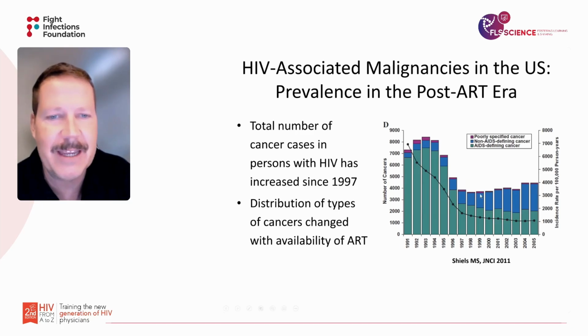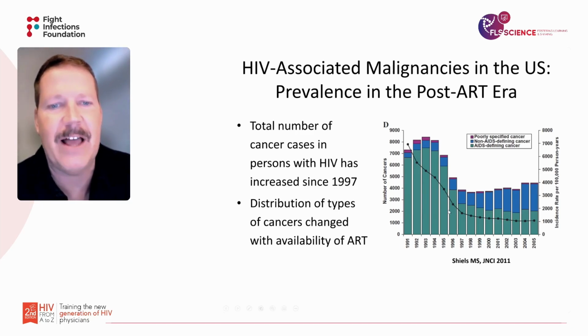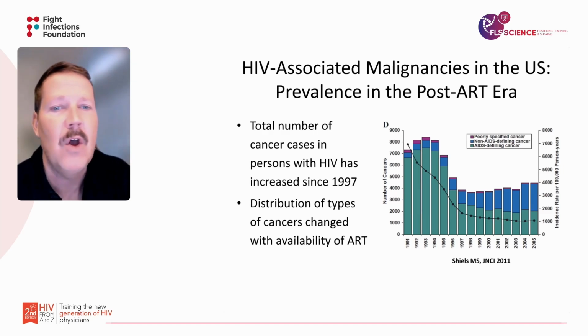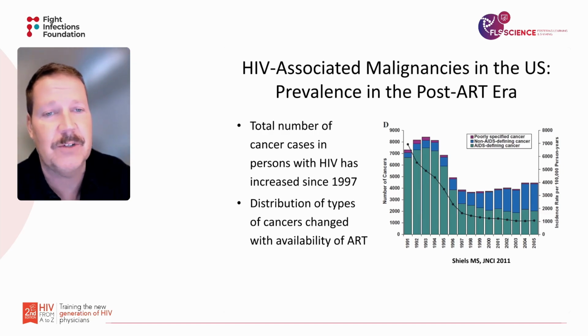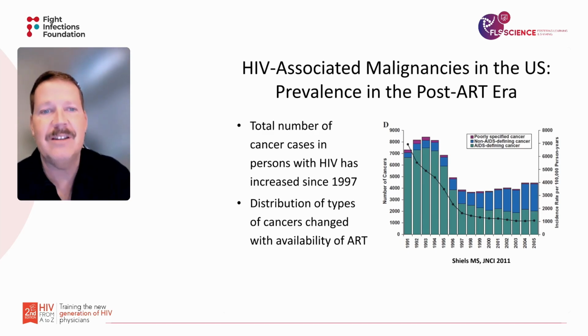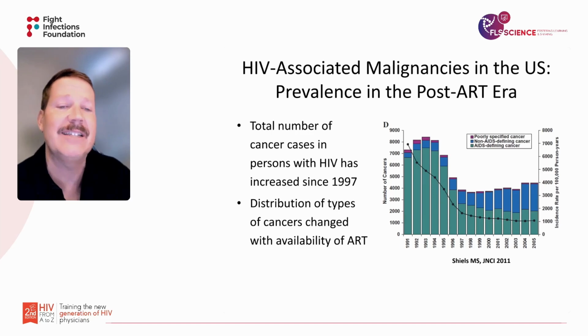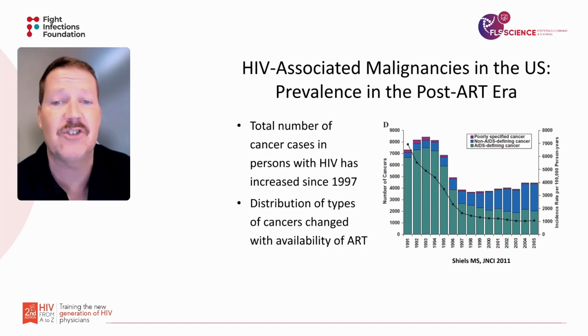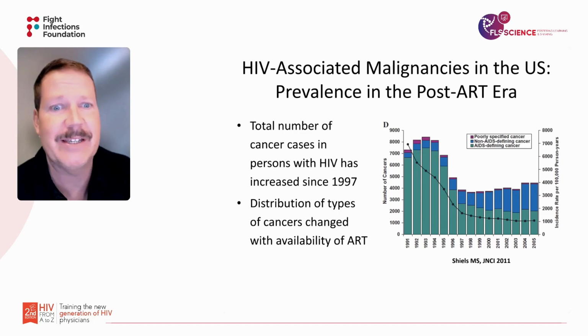And so what's really kind of interesting is this inflection point around 1995, when effective ART was introduced more widely in the US. You can see that that seems to be a point at which there is a change in the types of cancers being seen. So it's also important that there is still a persistent burden of disease despite the rollout of ART. So while the distribution of cancers changed, certainly the burden of cancer was still very clear, even early on in the post-ART era.